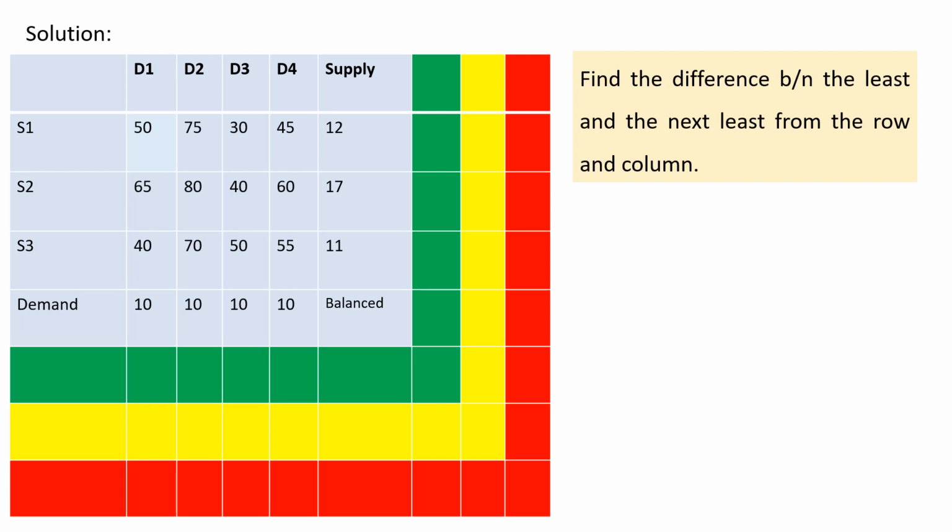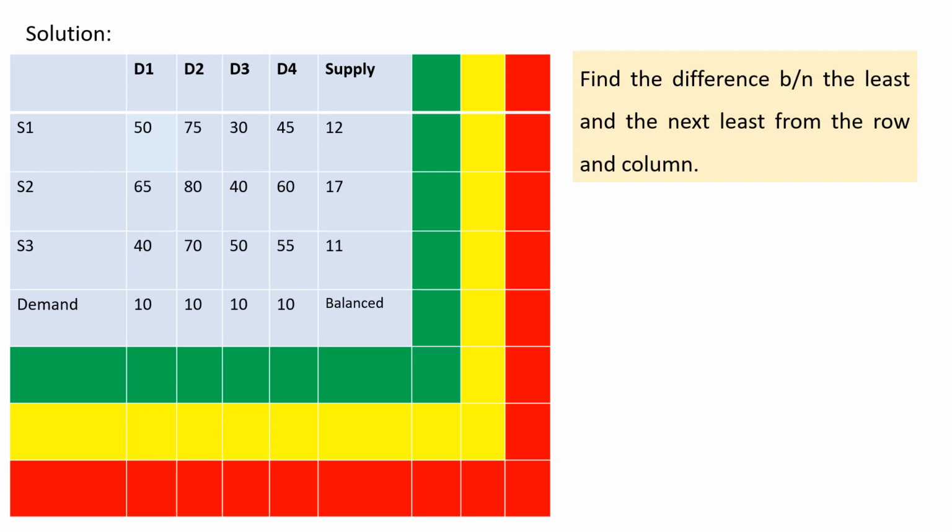So from this row, the least one is 40 and the next least is 45. So here we have to write the difference between these two, here 15. And from the second row the least one is 40 and the next least is 60, so we have to write here 20. And here the least is 40 and the next least is 50, so we have to write here 10.